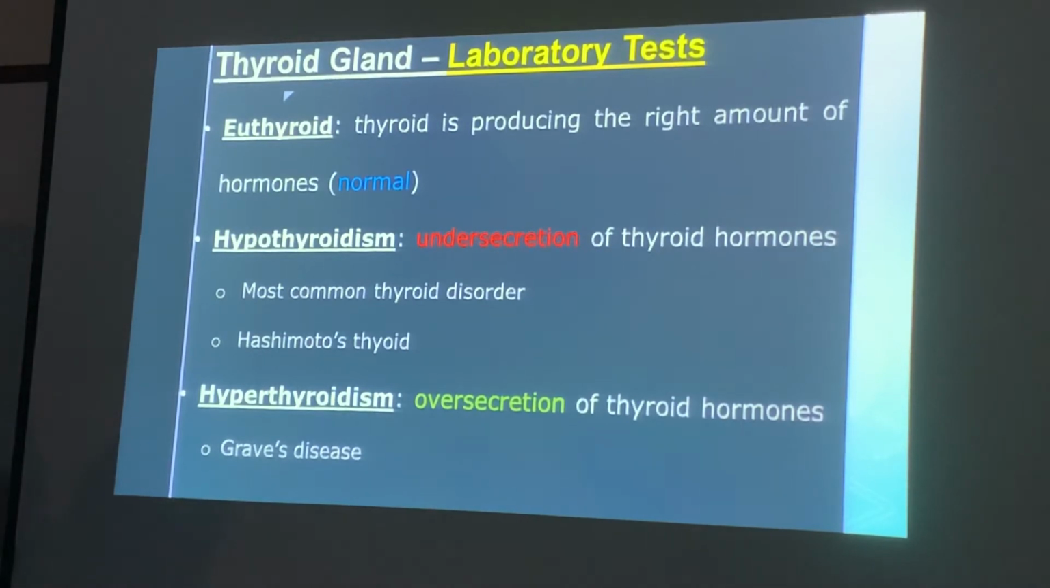Hashimoto's thyroid is associated with hypothyroidism. Really, really important that you know Hashimoto's is associated with hypo. Graves is associated with hyperthyroidism, which is the oversecretion of thyroid hormones. Hashimoto's thyroiditis, that's supposed to be thyroiditis. But yeah, Hashimoto's thyroid, same thing.